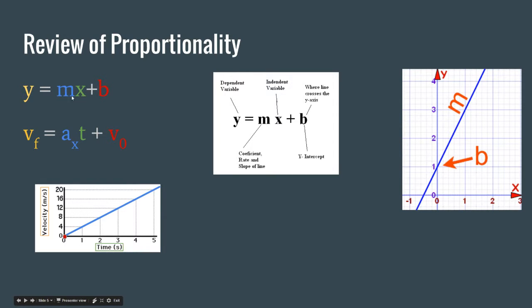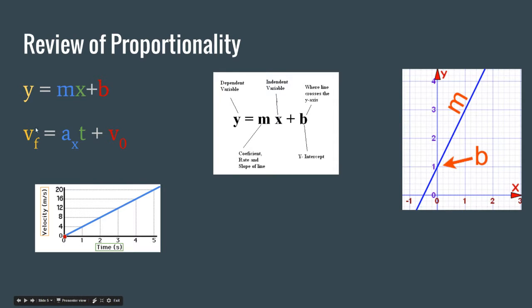I've done this little color coding where you can see all these pieces of this equation. And just to give you a physics example, I took an equation from the equation sheet. This is the kinematic equation for final velocity.